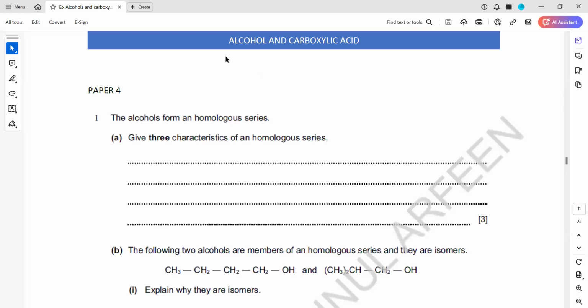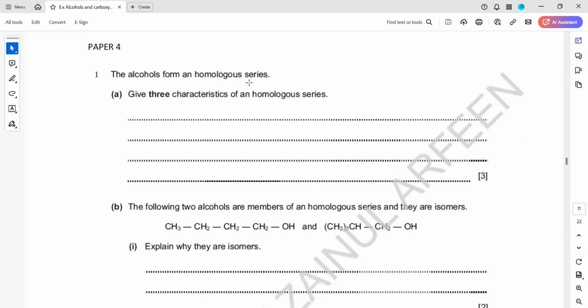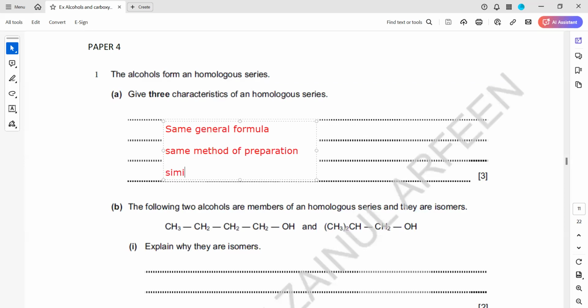So the exercise: alcohols and carboxylic acids, the structure questions. The alcohols form a homologous series. Give the three characteristics of a homologous series. You have to learn the characteristics of a homologous series. They have the same general formula, the same method of preparation, and similar chemical properties. Each member differs by CH2.